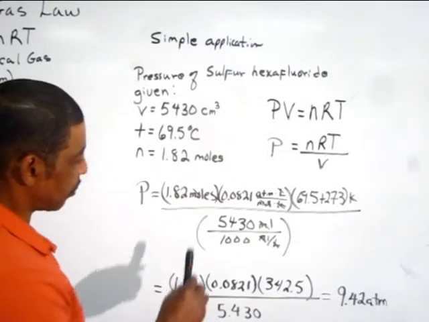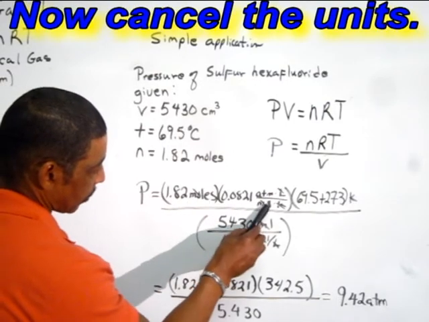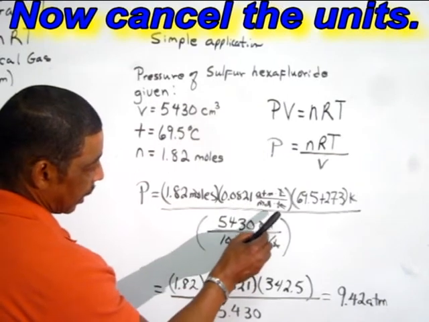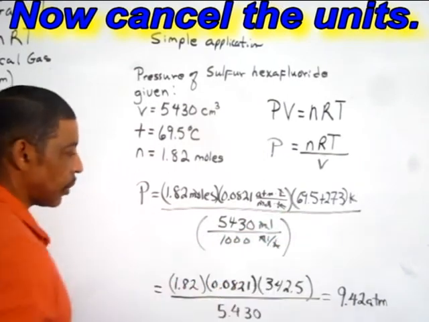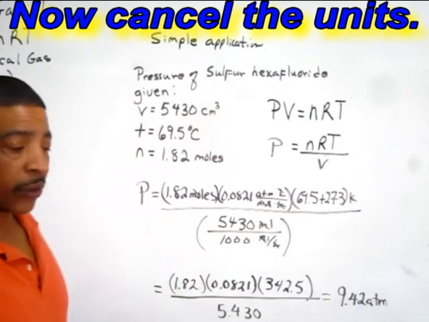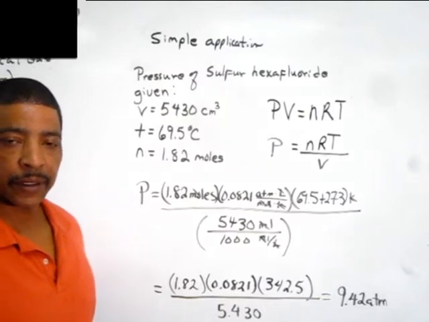Remember also that during the previous calculations, the units will cancel, where moles will cancel, liters will cancel, milliliters cancel, and Kelvin will cancel, which leaves us with units of atm. So the final answer will be 9.42 atmospheres.